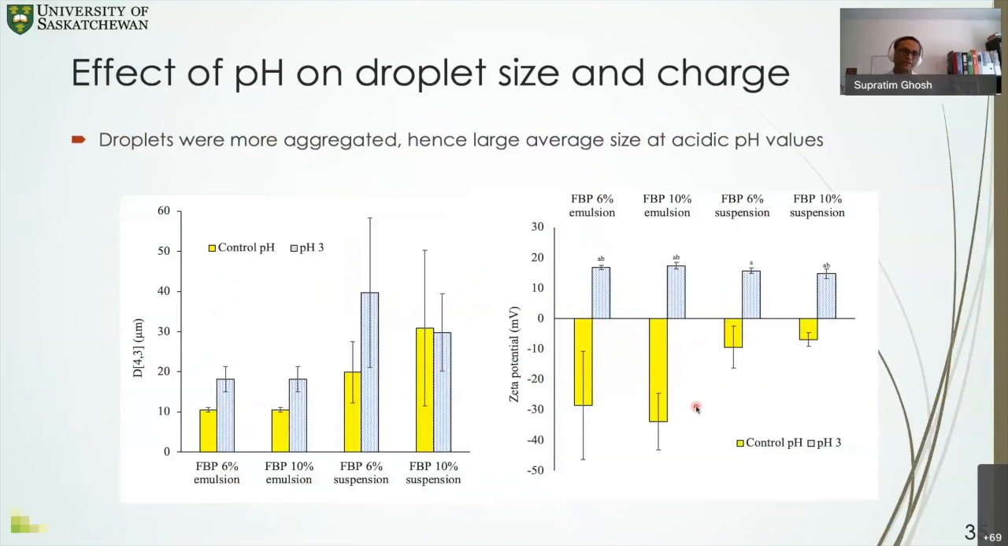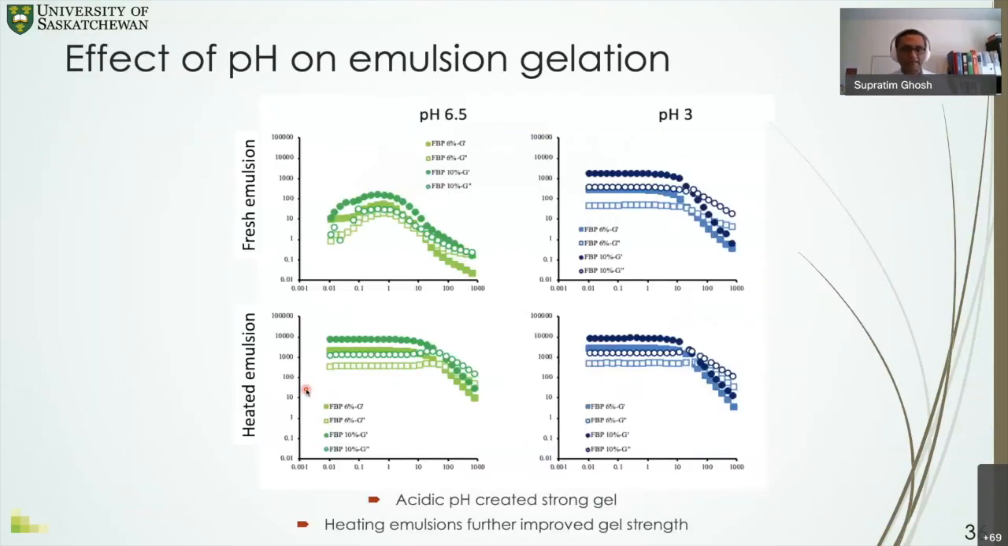Then we changed the pH to an acidic pH to see whether that can induce gelation. What we saw is that acidic pH can increase the droplet size. So the aggregate size was higher compared to pH 6.5. Again, acid-induced protein hydrophobicity could lead to more attraction between the droplets. And you can see that just by changing pH, you can significantly improve the gel strength. This is a strong gel, but this one is not. So gel strength increased by acidic pH. And again, similar to the other one, heating always improved the gel strength.